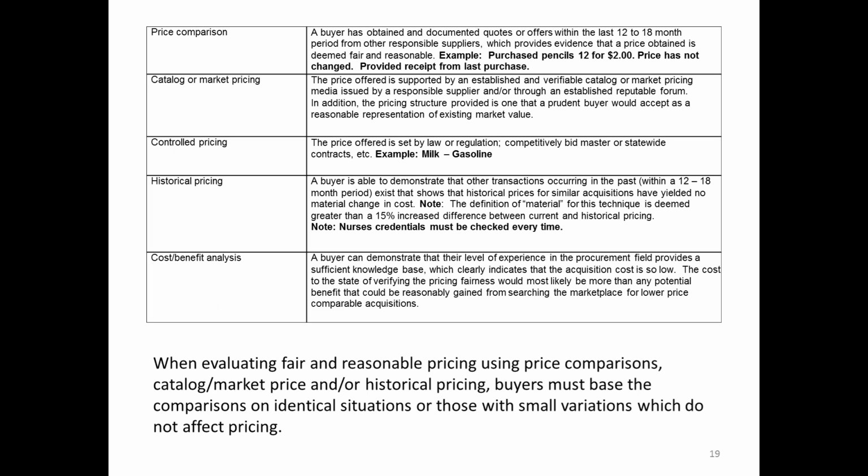Here are the 5 methods to help determine fair and reasonable pricing. When evaluating fair and reasonable pricing, using price comparisons, catalog market price, and/or historical pricing, buyers must base the comparisons on identical situations or those with small variations which do not affect pricing.